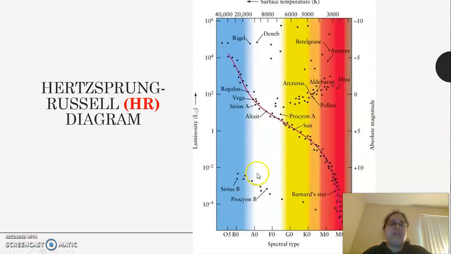So this right here is an HR diagram, a Hertzsprung-Russell. These were a couple of guys that came up with this diagram, so of course they named it after themselves. An HR diagram is something that you're going to use in your project. You're going to get a picture like this, and then show me where your star is on that diagram, okay?